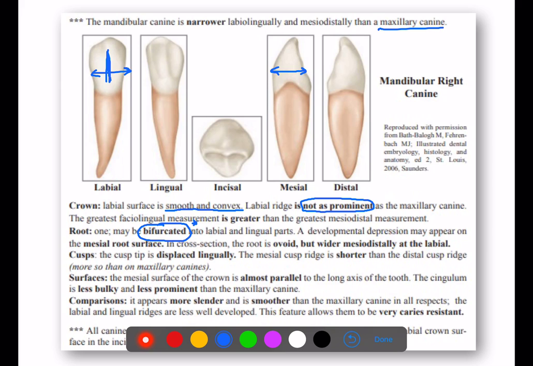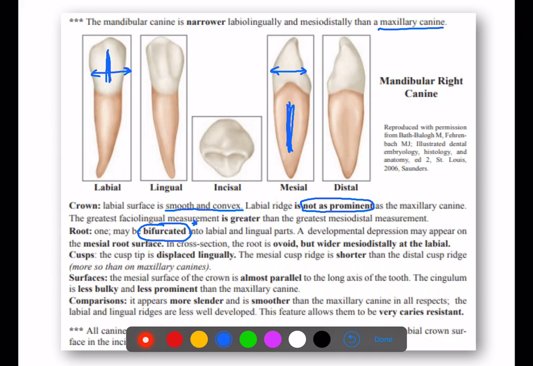So there is a developmental depression on the mesial root surface on the mandibular canine, which is more prominent. But in the maxillary canine, there is a deeper distal developmental depression. So that is the difference. In the mandibular canine, there is a prominent mesial developmental depression on the root, whereas in the maxillary canine, there is a pronounced distal developmental depression on the root.